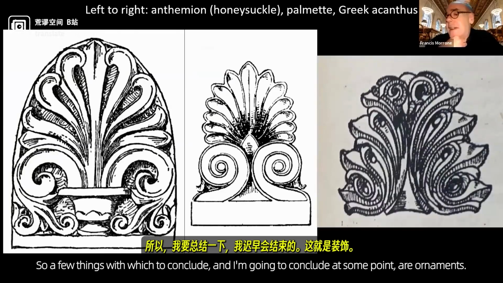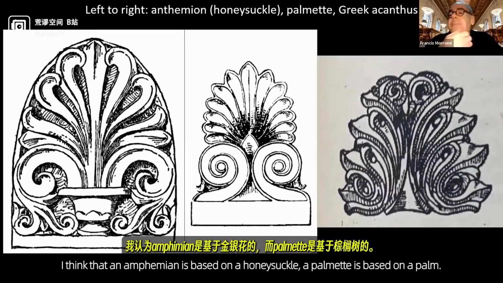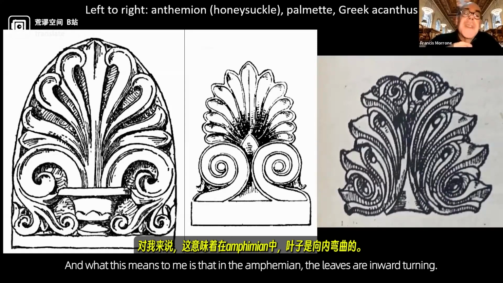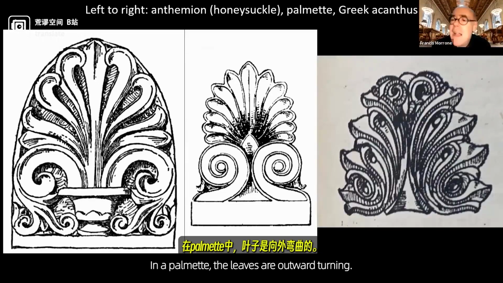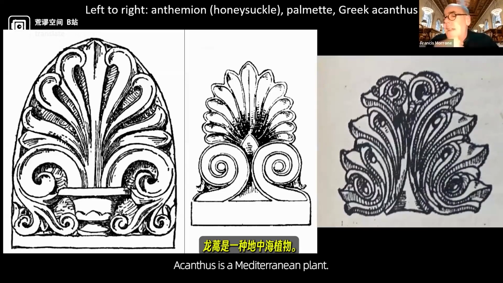So a few things with which to conclude, and I'm going to conclude at some point, are ornaments. People use the words anthemion and palmette interchangeably, and I don't think they should. I think that an anthemion is based on a honeysuckle, a palmette is based on a palm, and what this means to me is that in the anthemion, the leaves are inward turning. In a palmette, the leaves are outward turning. And then the third thing that you see here is an acanthus leaf. Acanthus is a Mediterranean plant.